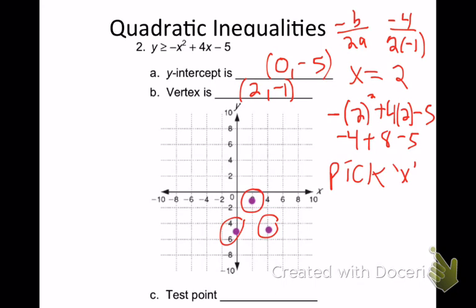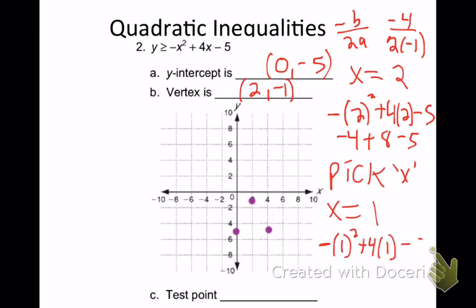Could I use 1? Could I use 3? Yeah, all those are good values. I just can't pick 0, 2, or 4. So let's pick x equals 1. I just like 1. So I have negative parentheses 1 squared plus 4 times 1 minus 5. Again, I'm taking x and plugging 1 in for x. And when I simplify, I get negative 1 plus 4 minus 5.